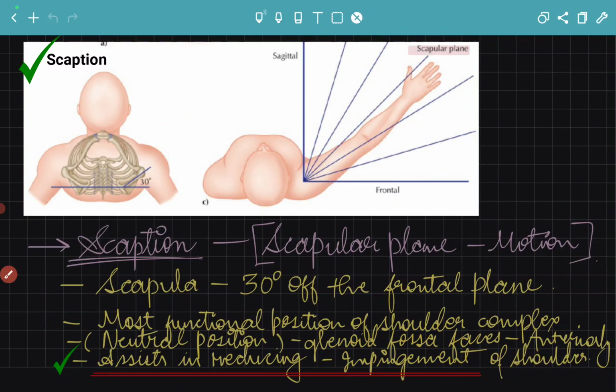So this was about scaption. As we can see over here, the point to be noted is that the scapula is internally rotated 30 degrees from the frontal or coronal plane.